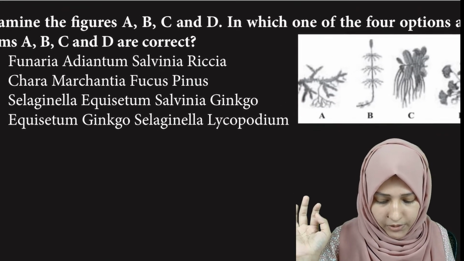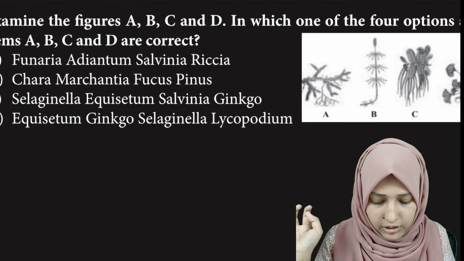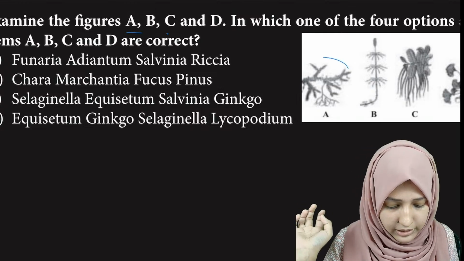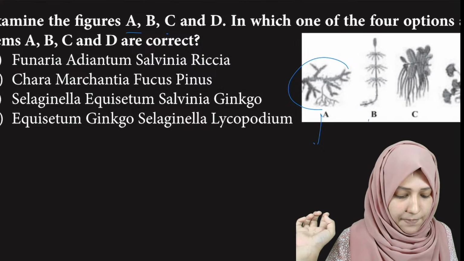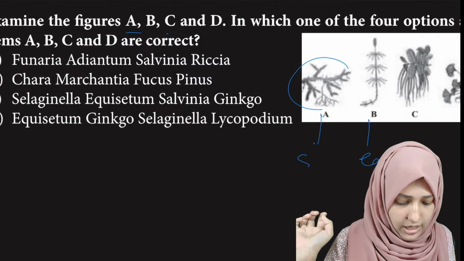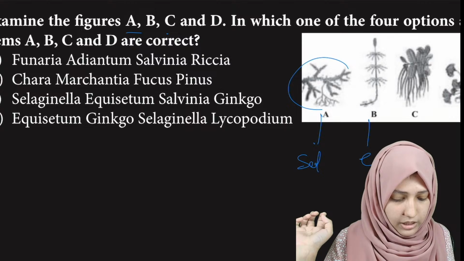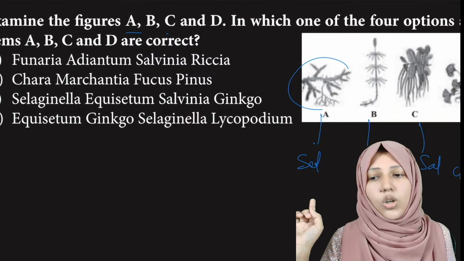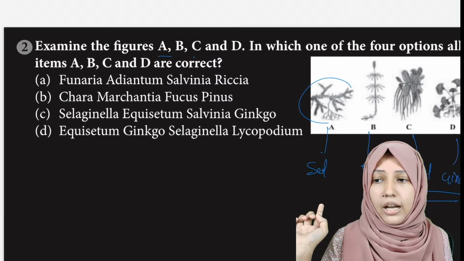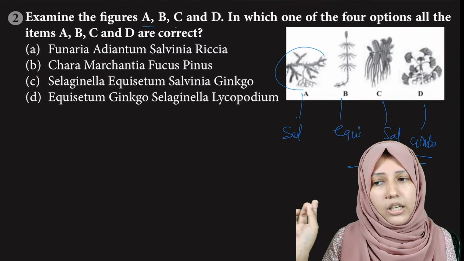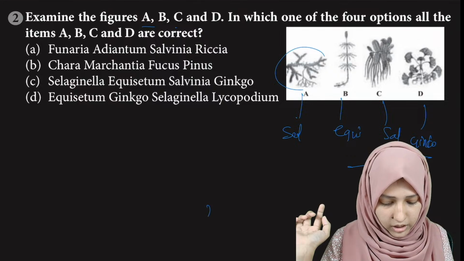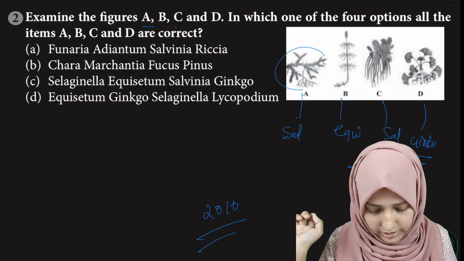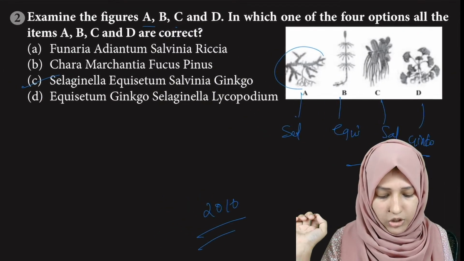Now let's see. Just try to answer the question. Figures A, B, C, D, and we have to select the correct one. What is this? This is Selaginella. This is Equisetum. This is Selaginella. This is Equisetum, and this is Salvinia, and this is Ginkgo. So this proves that the pictures in the NCERT are very important. It was, I think, a 2010 NEET question. So the answer is Selaginella, Equisetum, Salvinia, Ginkgo.